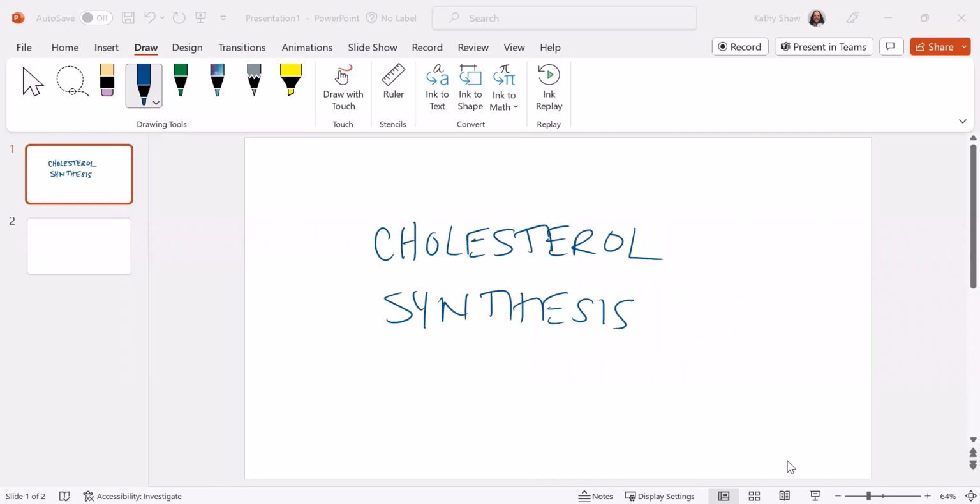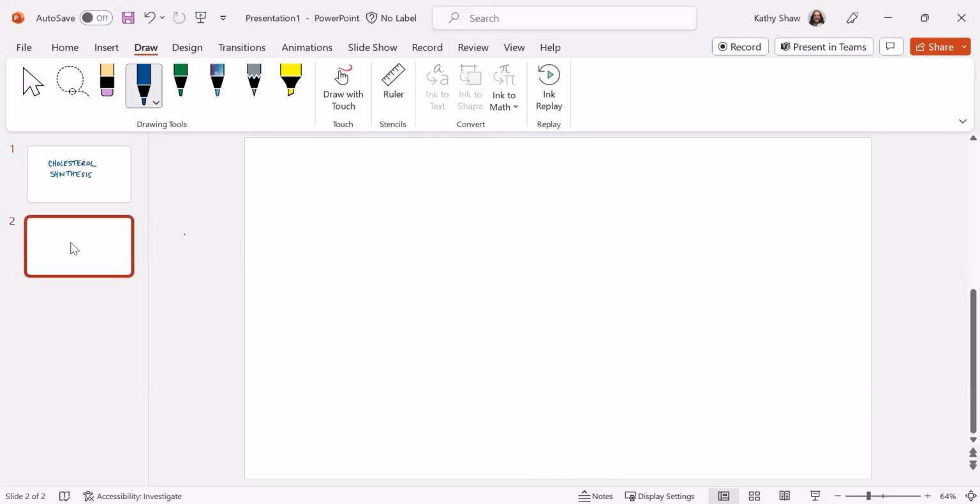Okay, so let's talk about cholesterol synthesis. Let's go back and start with our usual story, our usual starting point. The first thing we did is we took glucose to pyruvate, did our glycolysis, took the pyruvate, put it through the pyruvate dehydrogenase complex, and we got acetyl-CoA.